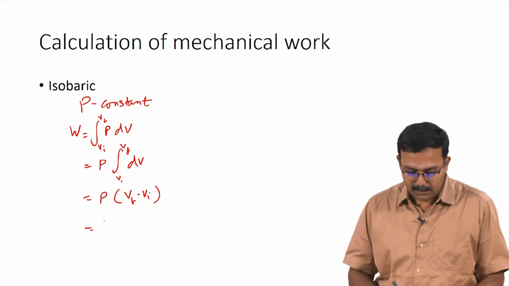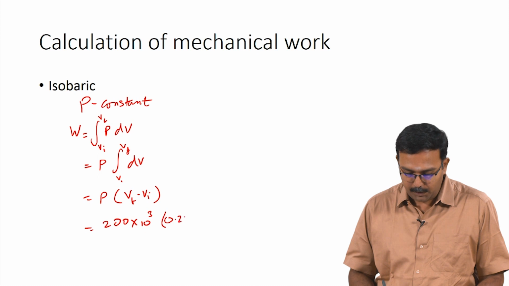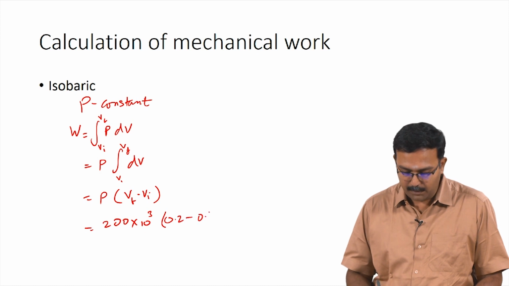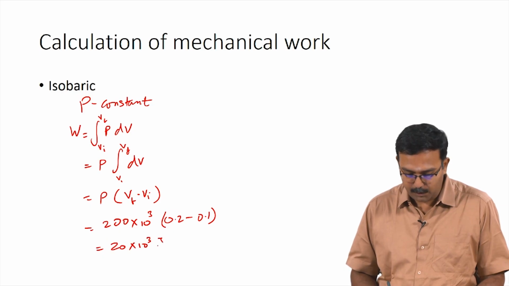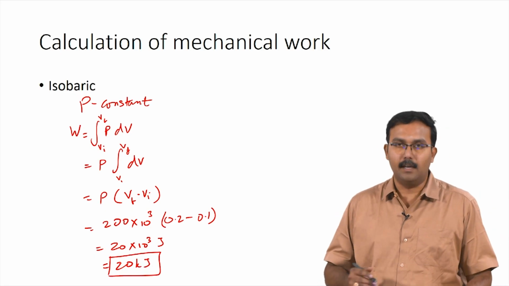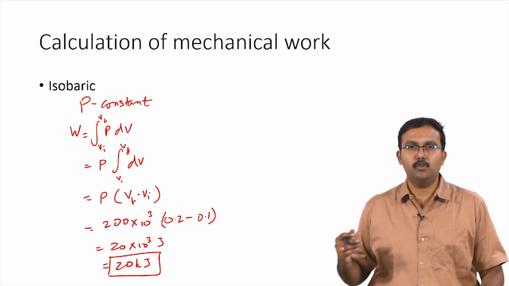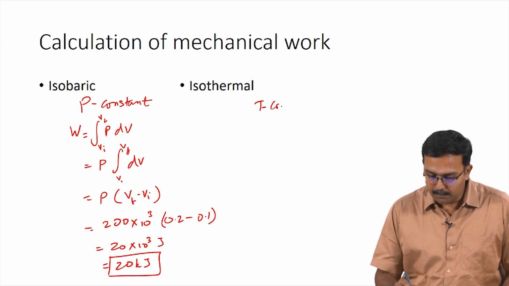The problem statement gives us that the pressure is 200 kilopascals and the volume is 0.2 as the final volume and the initial volume is 0.1 meter cube. So, solving this you would get 20 times 10 power 3 joules, which is equal to 20 kilojoules. So, 20 kilojoules is the work that is done. Now, let us look at an isothermal process. For an isothermal process, temperature remains a constant.